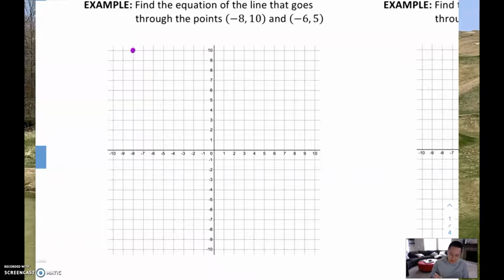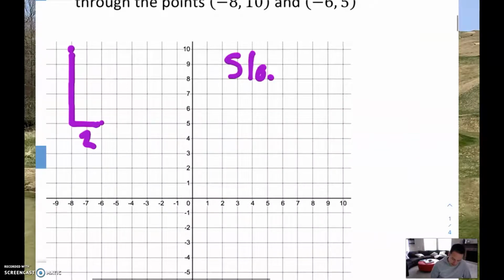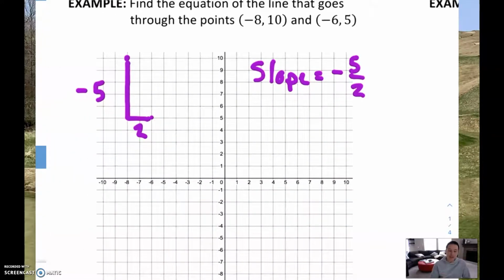Let's start by finding the slope. To get from one point to the next, you realize that we have to go down. We went down by 5, and we went over by 2. So our slope, I'll make a note of that over here, is going to be -5/2 because it's going down by 5 and over by 2.